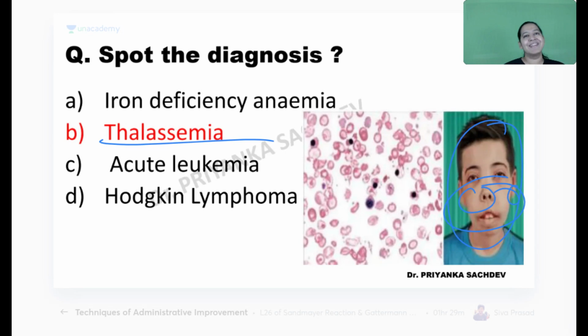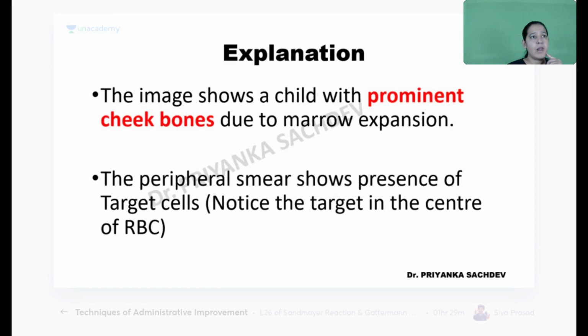Give me a thumbs up. Why is the bone more enlarged? Where are the RBCs formed? The patient is having prominent cheekbones due to marrow expansion, and in the peripheral smear, we see nucleated RBCs with target cells. So it is typical of thalassemia.